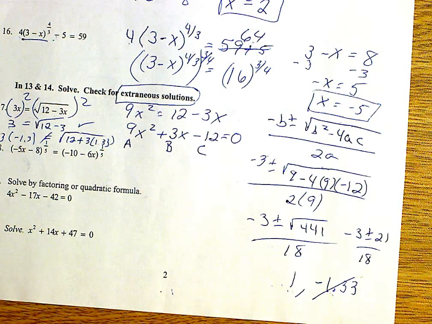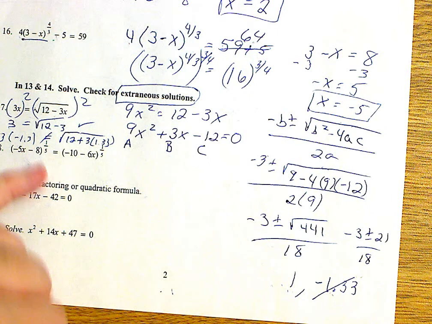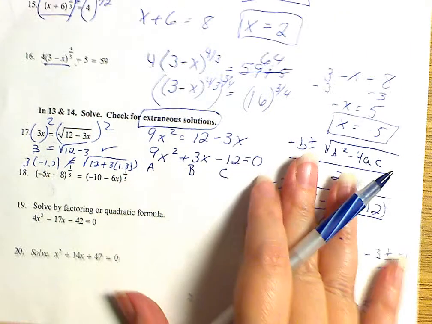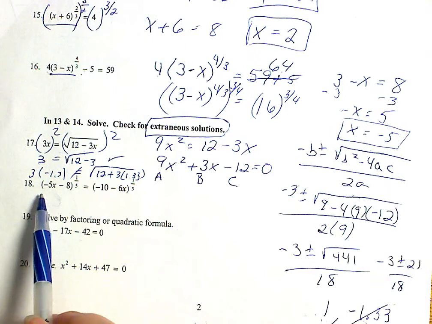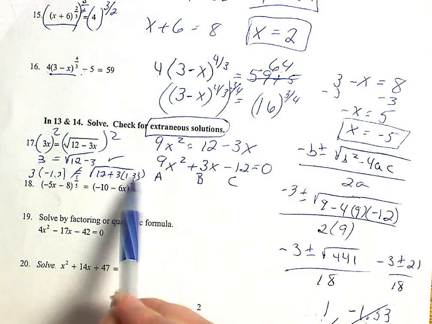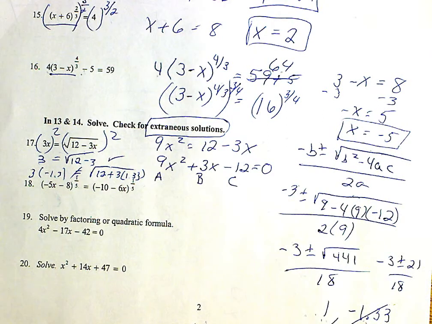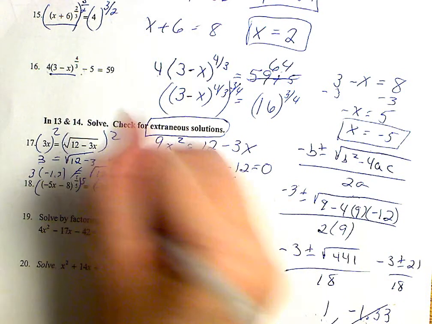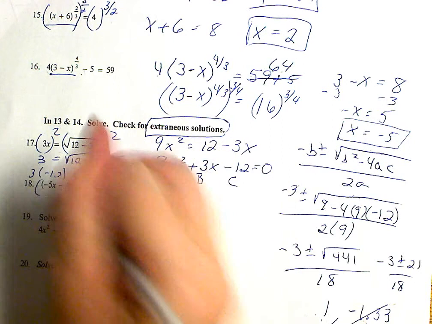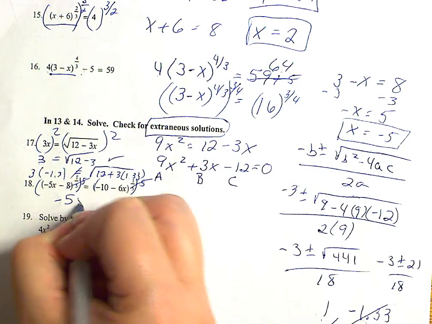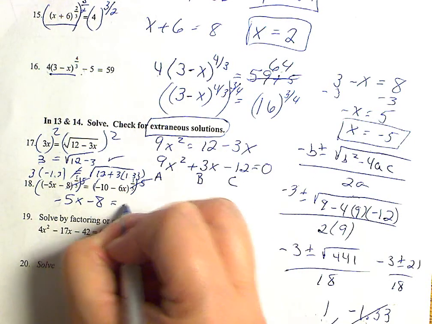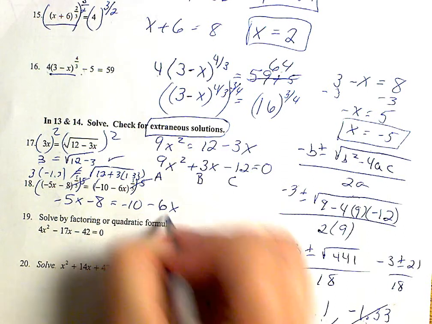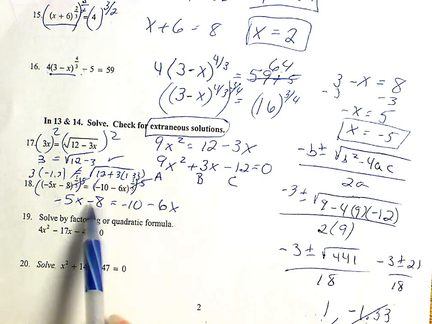All right. The other ones you would multiply, and I'll leave it for you to do. But on 18, since it's raised to the 1/5, what do you have to raise both sides to get rid of the 1/5? 5 is right, the 5th. So raise both to the 5th. That cancels that out, leaving you with negative 5x minus 8 is equal to negative 10 minus 6x. Combine like terms and then solve for your x.